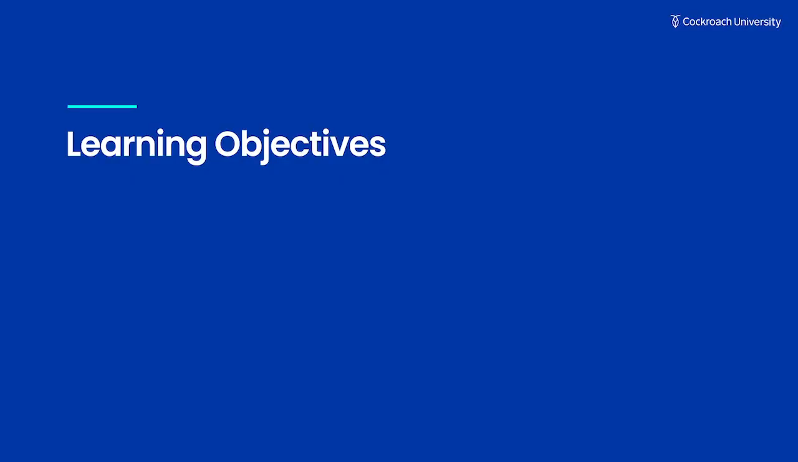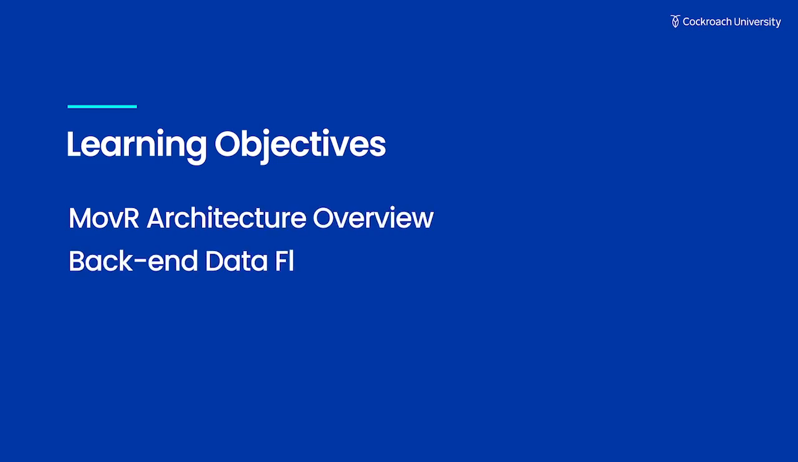The MovR application's architecture can seem a little complicated at first. So let's take a few minutes to walk through it to provide some context for the course lessons and labs. In this lesson, we'll take a high-level look at how MovR works. Then we'll dig into the back end in a little more detail. Then we'll highlight the specific aspects of the application that you'll be learning about in the course.